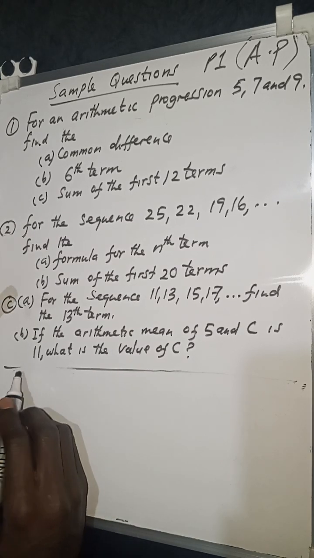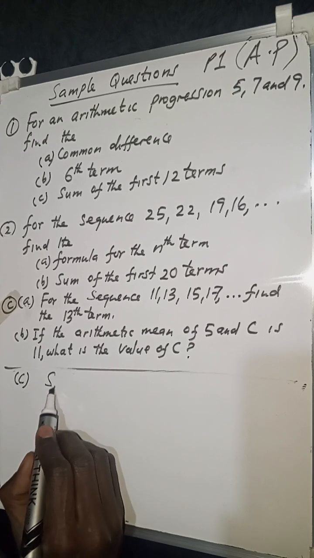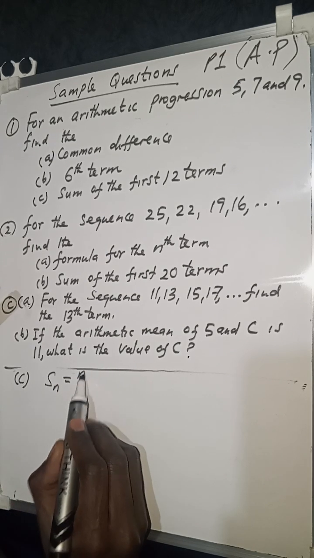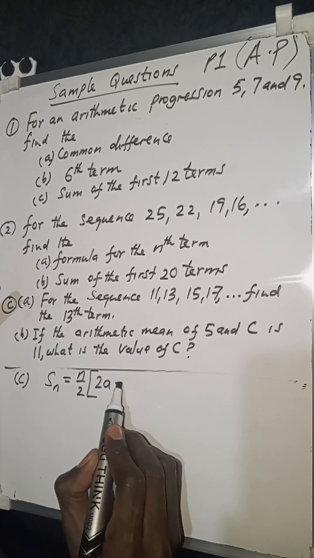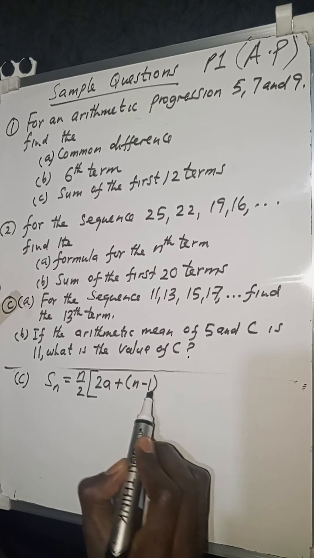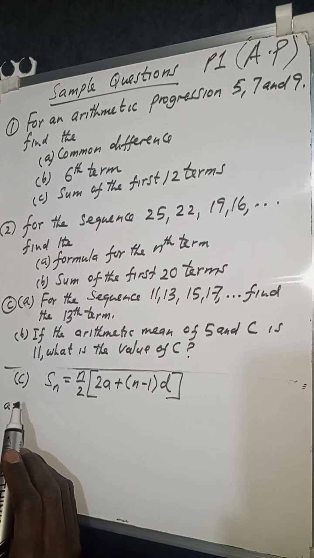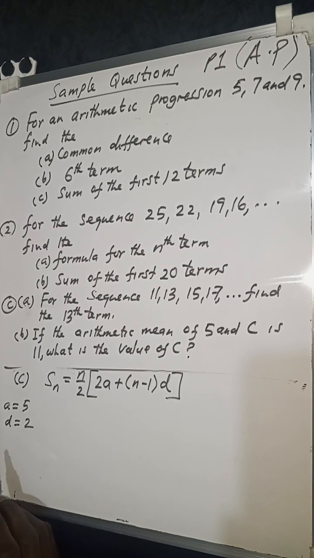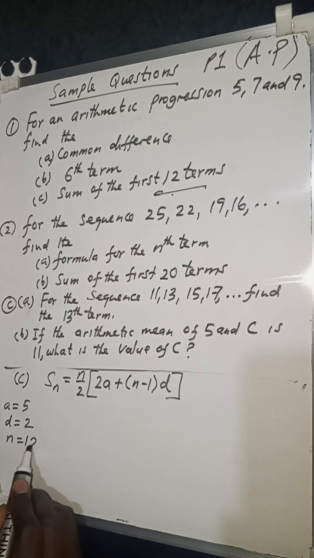Then the C part says that we find the sum of the first 12 terms. Remember the formula that we are applying: Sn is equal to n over 2 multiplied by 2a plus n minus 1 multiplied by the common difference. Do we know the first term? In that sequence, it is 5. The common difference, we know it's 2. Since it is the sum of the first 12 terms, n is equal to 12.